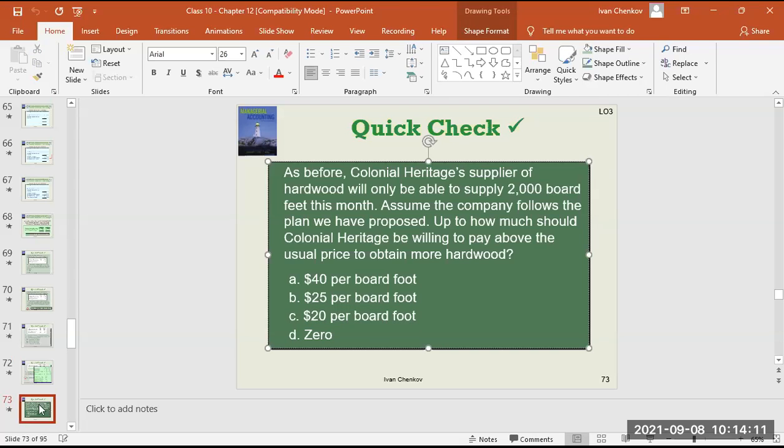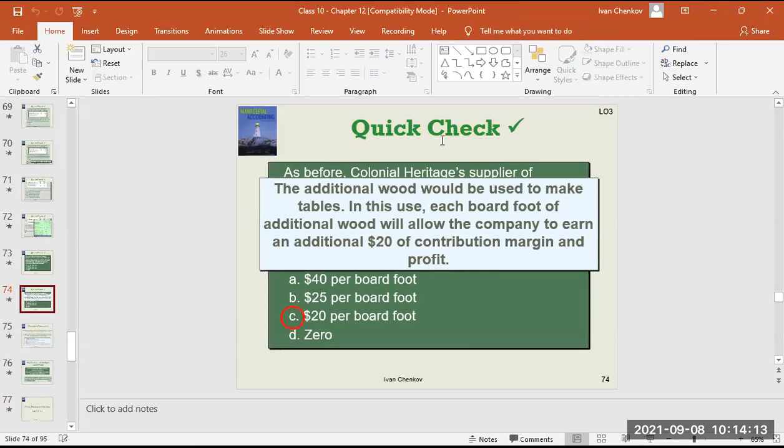Let's see if that's the answer. The additional wood will be used to make the tables. Each additional board foot will allow the company to earn an additional $20 of contribution margin. And in this case, again, we are at the break even. So we're not making money, but we're not losing money.